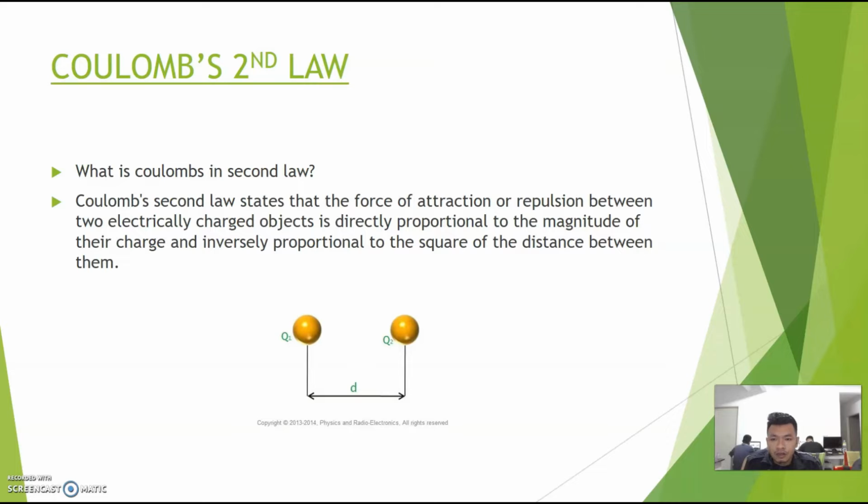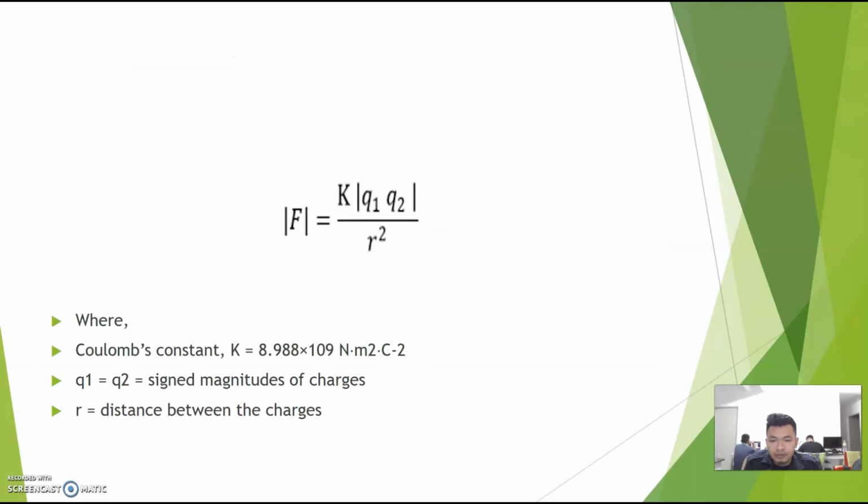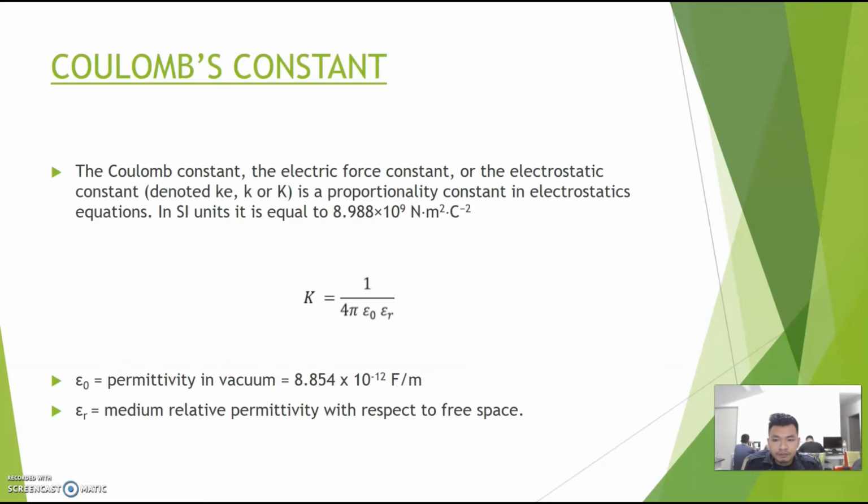What is Coulomb's second law? Coulomb's second law states that the force of attraction or repulsion between two electrically charged objects is directly proportional to the magnitude of their charges and inversely proportional to the square of the distance between them. We can find the force by using the formula F equals K, the Coulomb constant, times the magnitude of charge 1 and charge 2, divided by the distance squared.